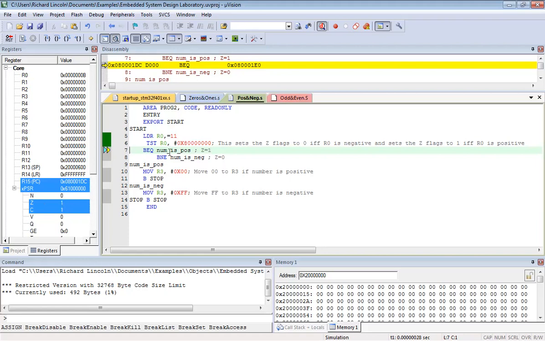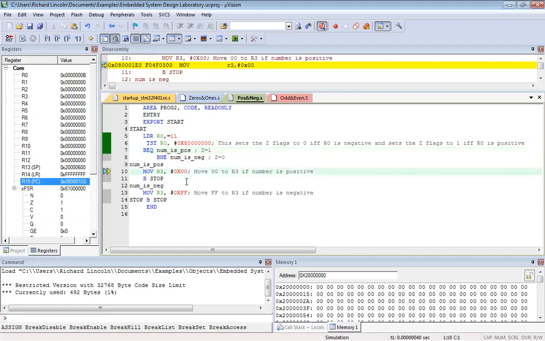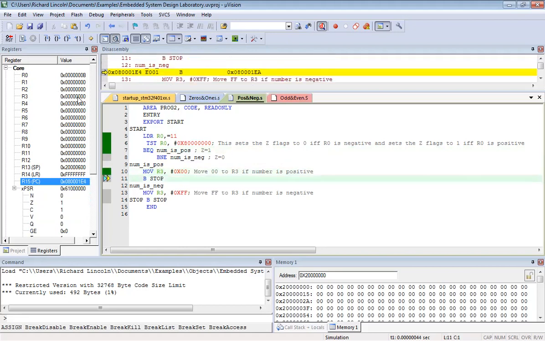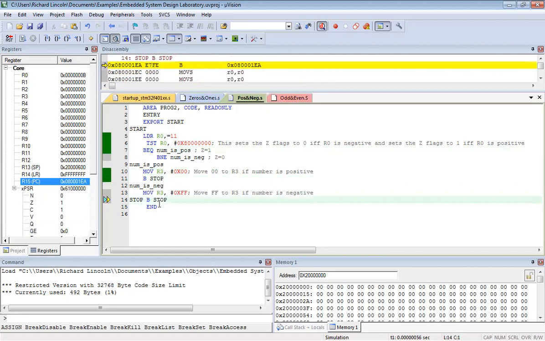So it's a positive number, so it will jump to this loop here, which means 00 will be moving to R3. R3 is anyway 0, fine, and then it will branch to the stopping. So execution is ended.